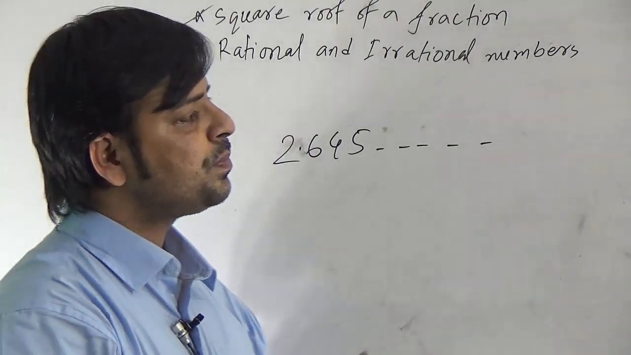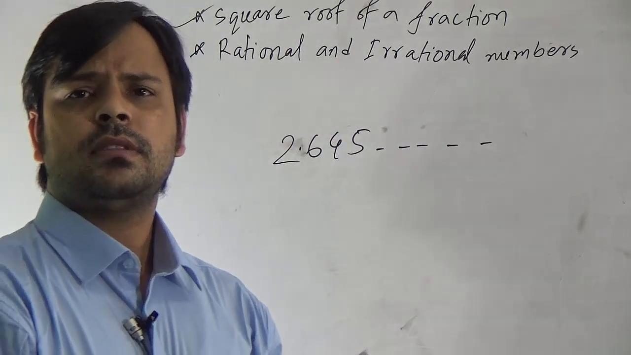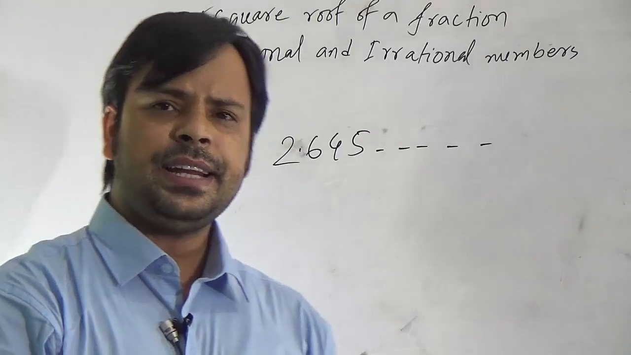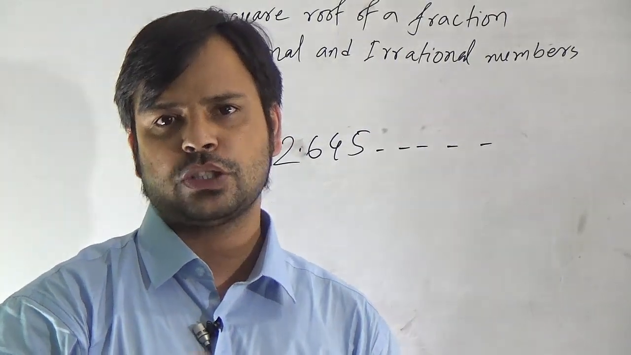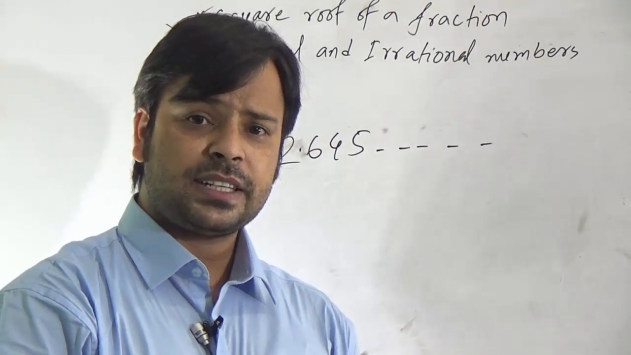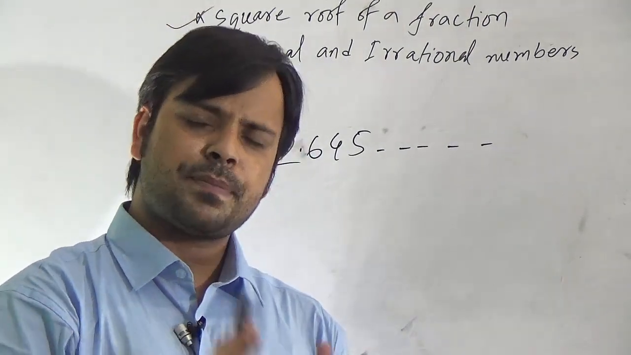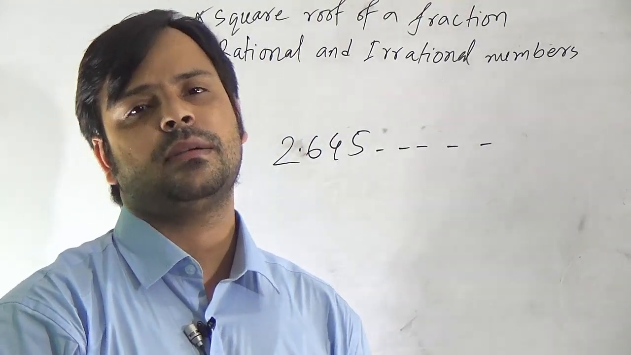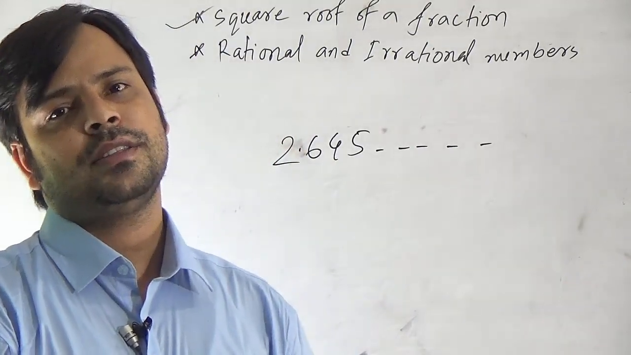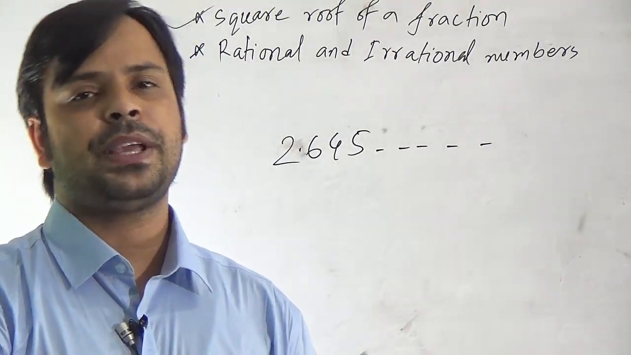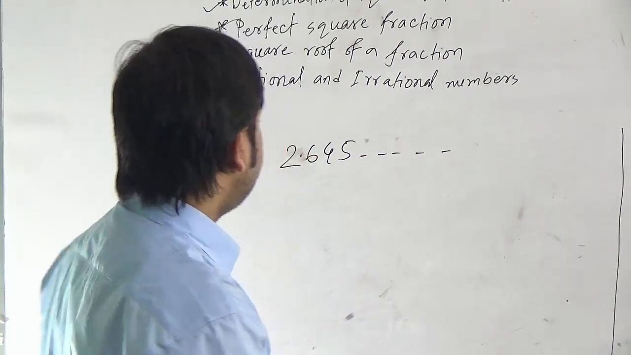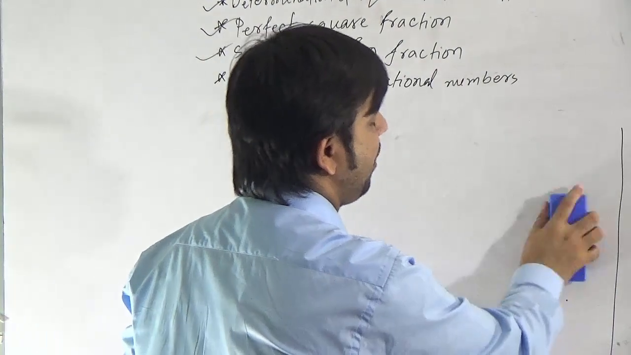Dear students, you will get irrational numbers if you do the square root of any number which is not a perfect square. If a number is not a perfect square, then its square root must be an irrational number. Dear students, I hope all of you have understood our today's topic.